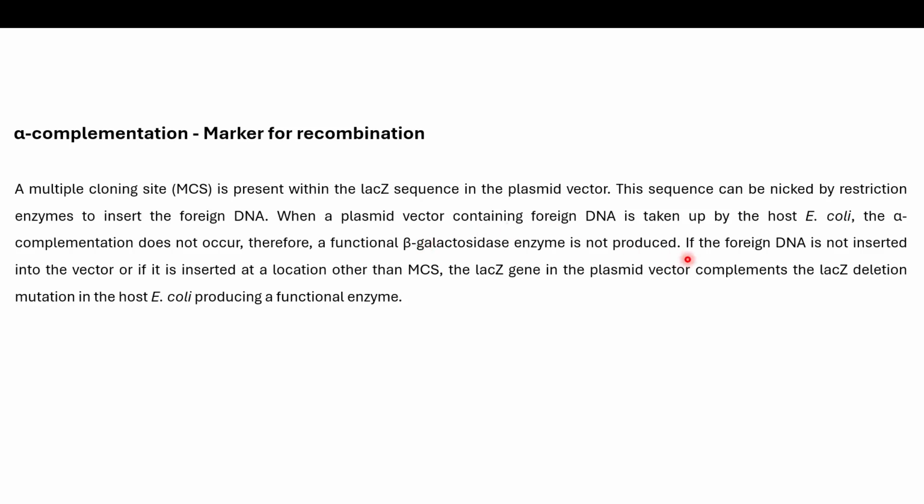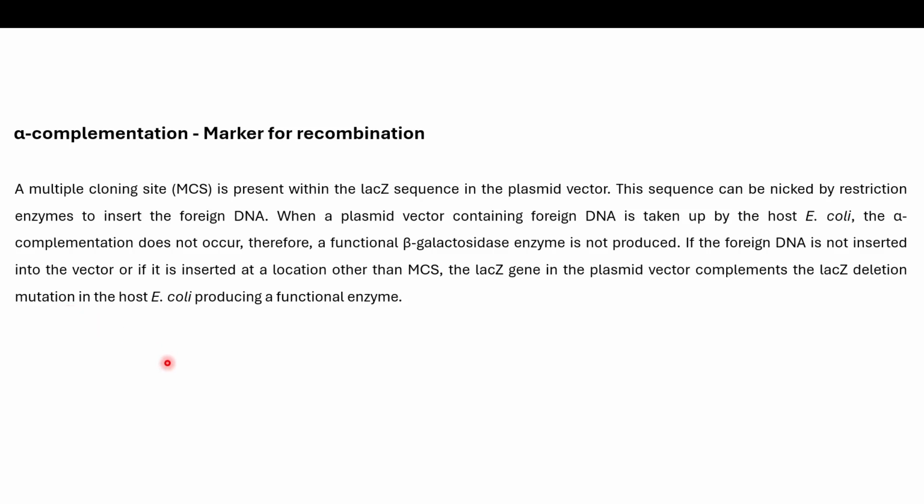But if the foreign DNA is not inserted into the vector, or if it is inserted at a location other than the multiple cloning site, then the lacZ gene in the plasmid vector, which codes for the alpha peptide, will complement the lacZ deletion mutation, which codes for the omega peptide, and then the alpha peptide and omega peptide together will produce a functional beta galactosidase.